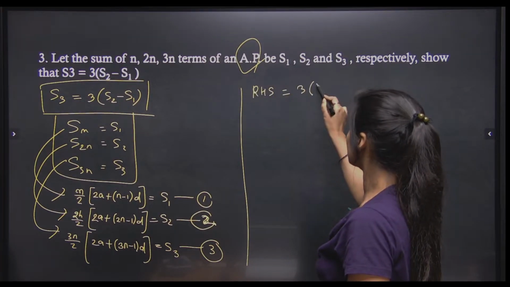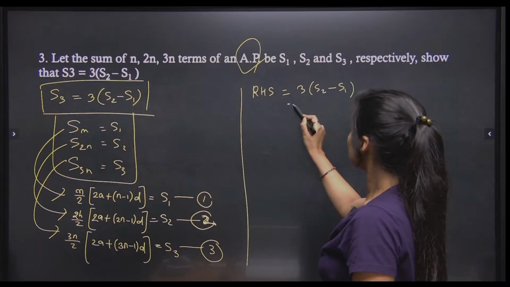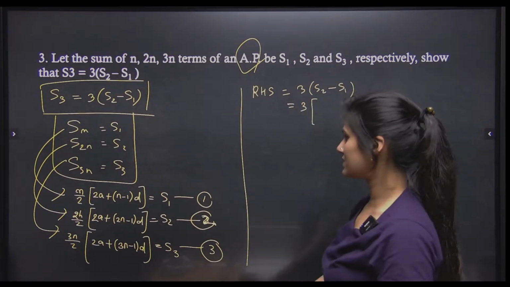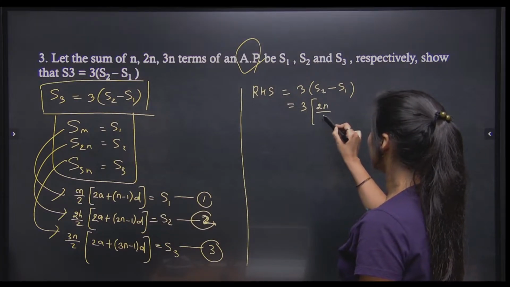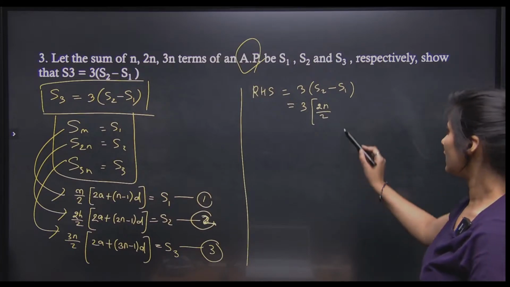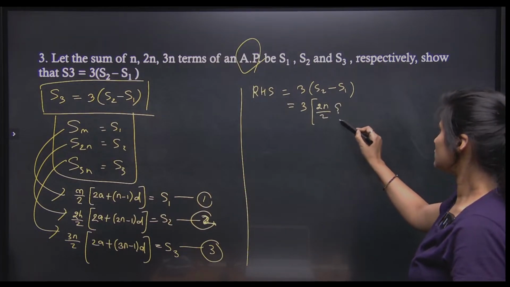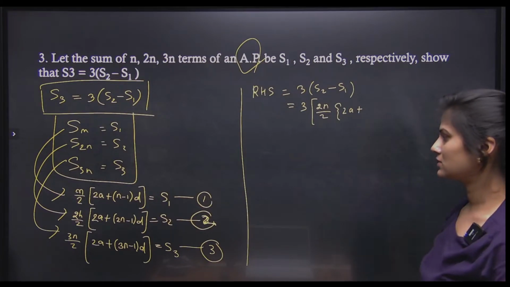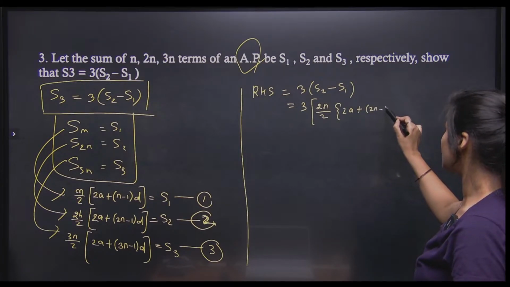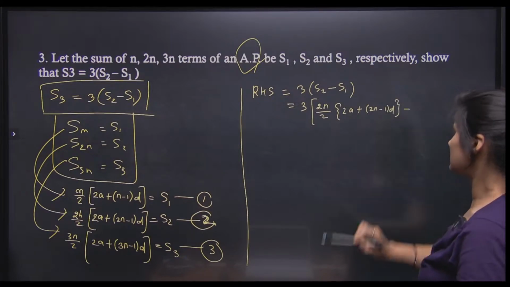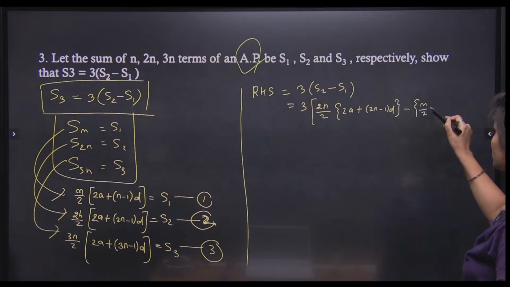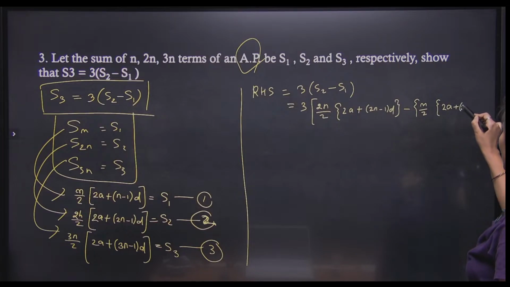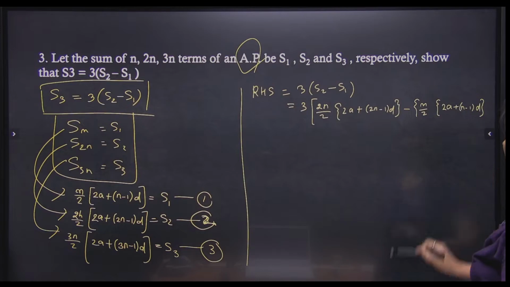So it is 3 S2 minus S1. Okay, so it is 3 S2. What is S2? S2 is 2n by 2, and then we have 2a plus (2n minus 1)d, minus S1. S1 is n by 2, 2a plus (n minus 1)d.